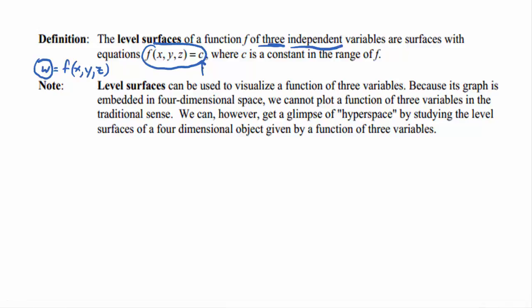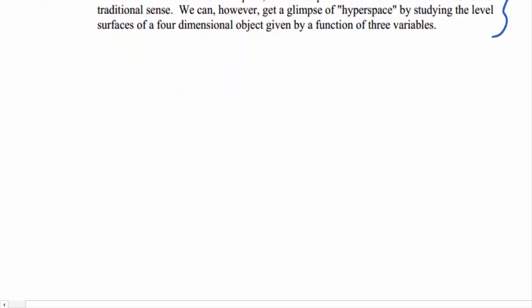So that's basically what the note says. The note says that you can get a glimpse of what a 4-dimensional object would look like, a function with 3 input variables, 1 output variable, using these level surfaces. It gives you a glimpse of hyperspace, essentially. So that's basically what the note says here. Okay, so let's do one quick example. That'll wrap it up for this section anyway.